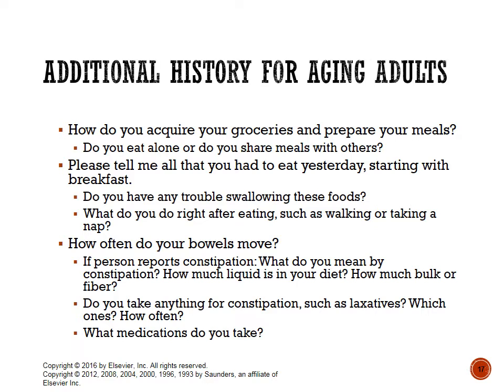Also, looking at any issues with dysphagia, so swallowing issues. And then asking them more specific questions about bowel movements because of the constant reports of constipation.